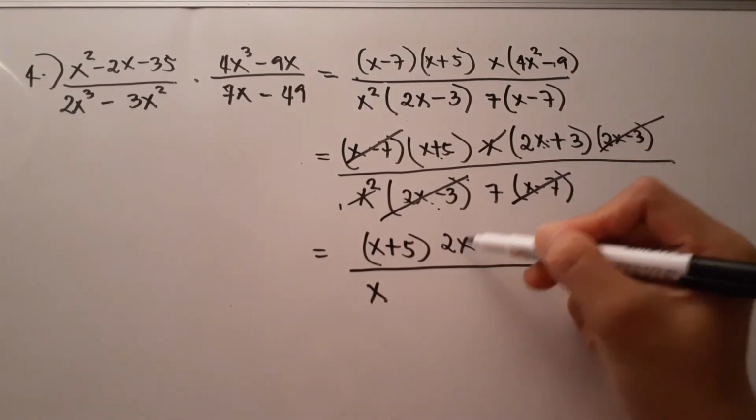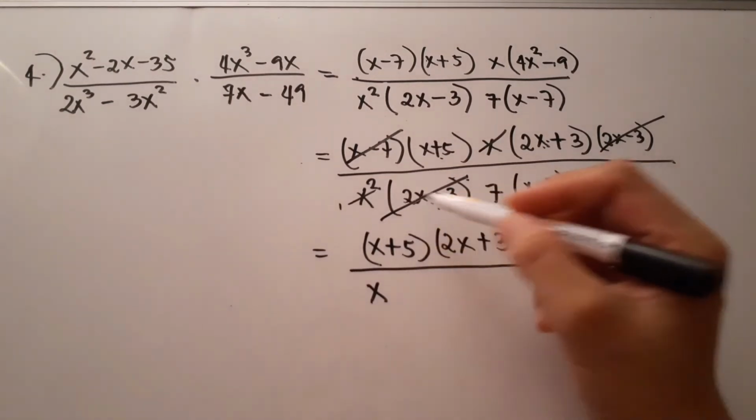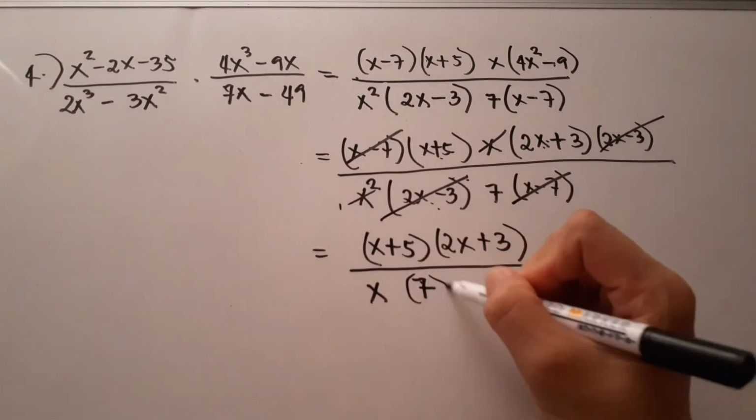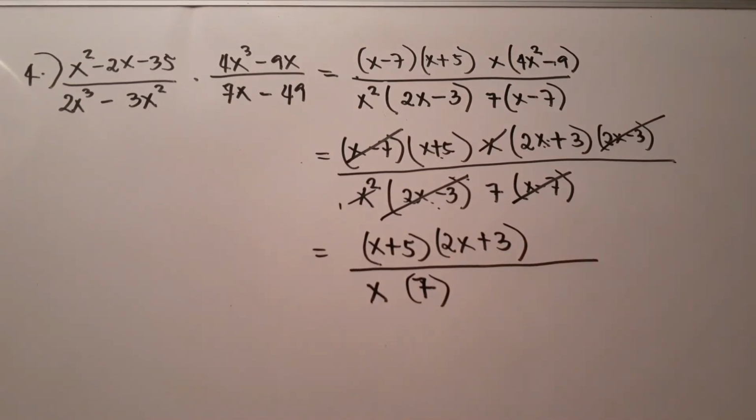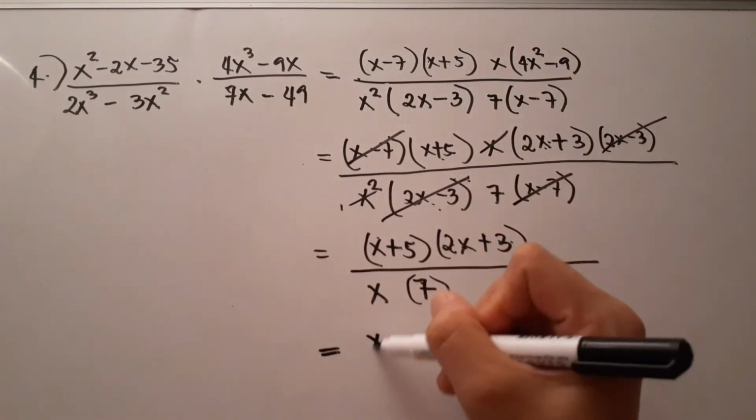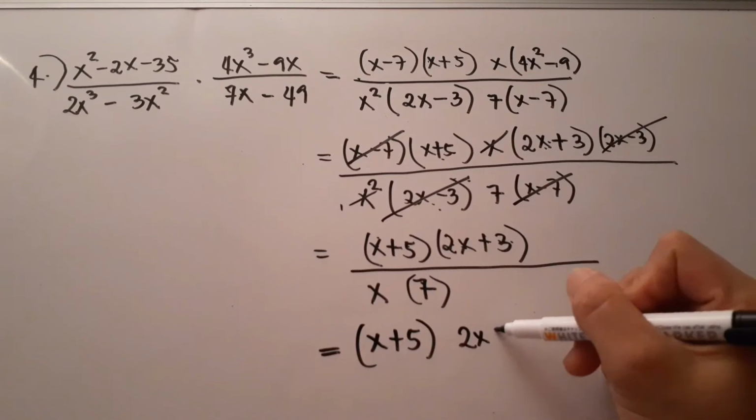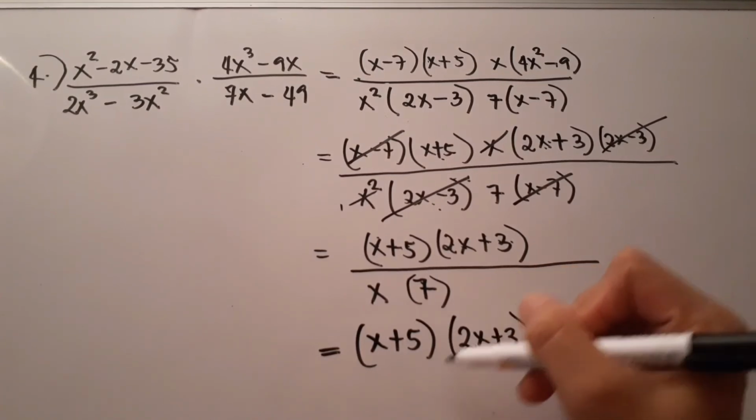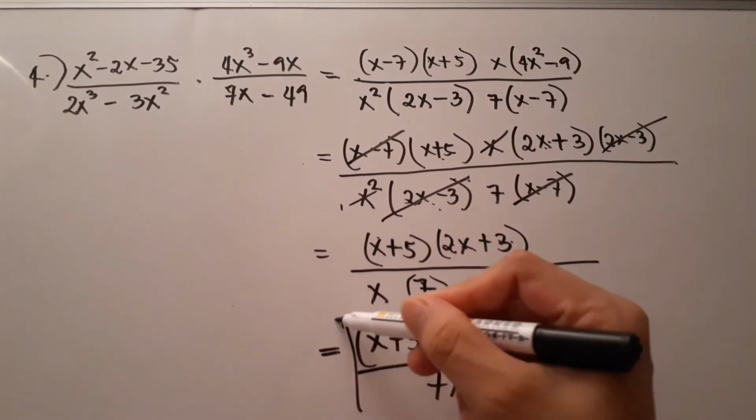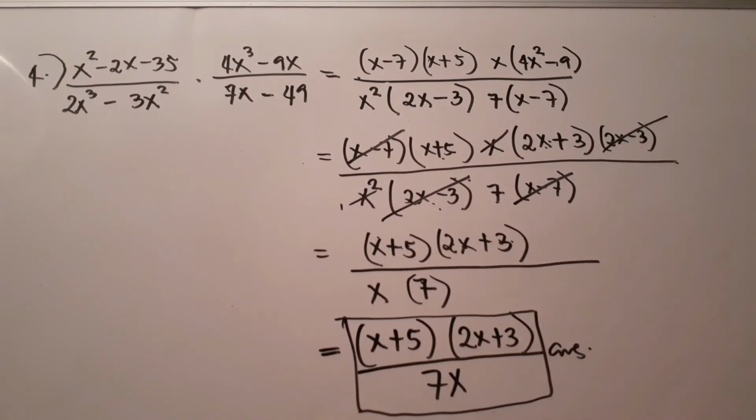the quantity 2x plus 3 over, we have x here, so we have 1x and 7. In multiplying this one, remember that we can arrange it in general form, so x plus 5 times 2x plus 3, that coefficient is first, so we have a coefficient of 7 and the variable is x, and this is the answer.